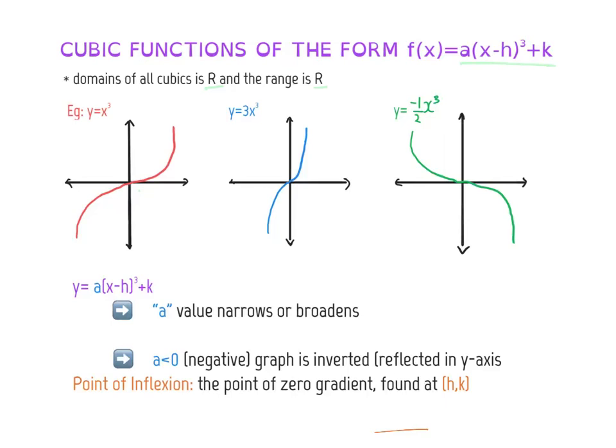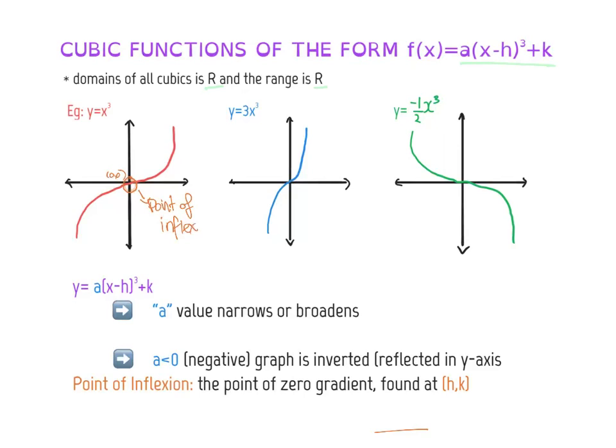Okay, so here in the red, we have our basic y = x³. You can see that it curves through and has that turn where it turns from one way to the other, around here at (0, 0). So that's at (0, 0), and that point is called the point of inflection.